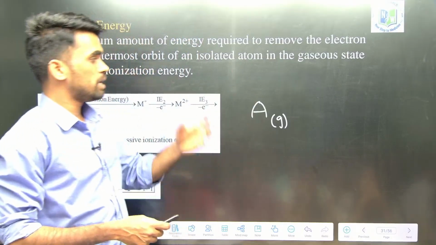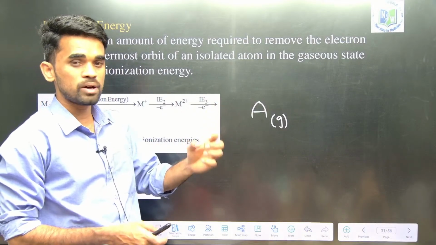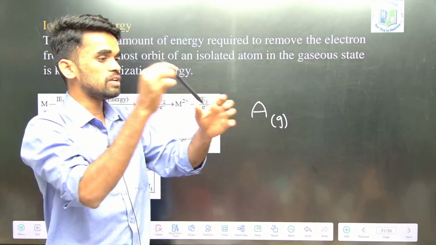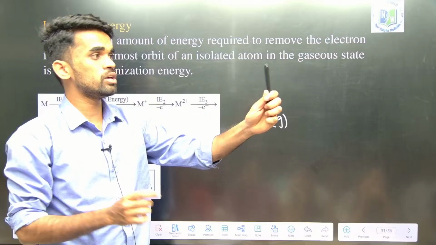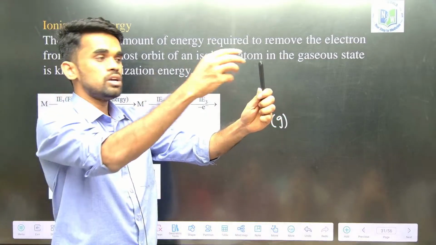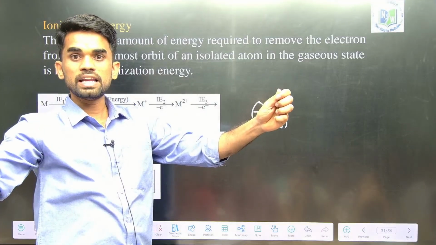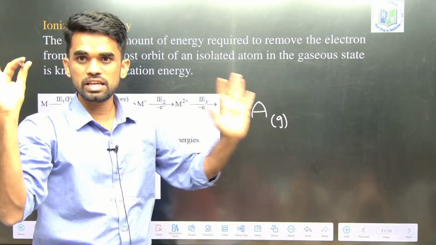Now the minimum amount of energy required to remove an electron from a neutral gaseous isolated atom. See, if this is an atom having some valence electrons, what I am doing is supplying some minimum energy to remove one valence electron from it. Whatever energy we are using, that is called ionization energy.